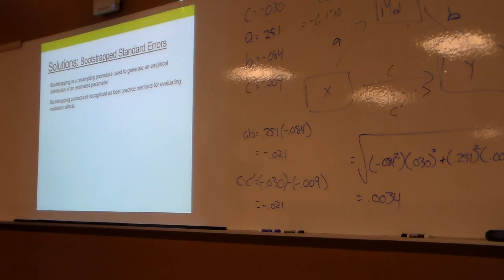our own empirical distribution of some type of parameter based on the data that we have available to us, okay? And our bootstrapping procedures that we have available now through some different macros, these are our best practice approaches for looking at different mediation effects.